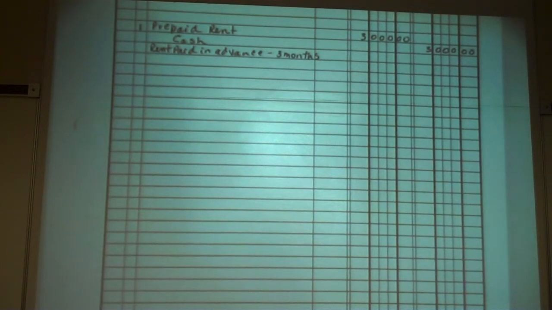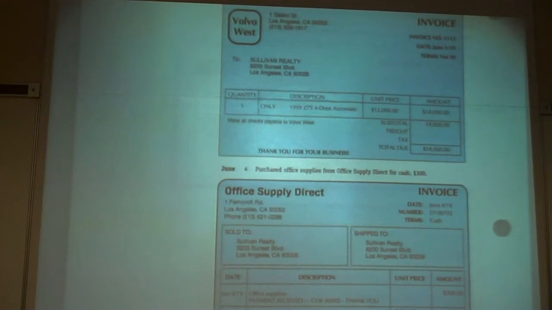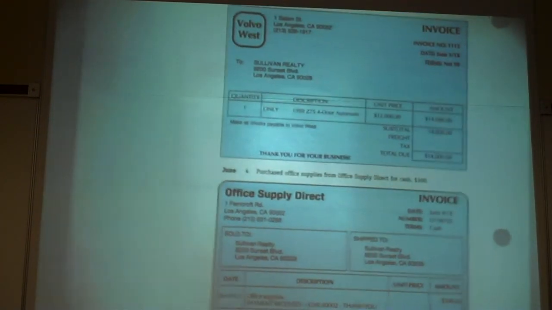Let's look at the third transaction. Oh, it's still on June the 1st. Bought an automobile on account, $14,000. What accounts are used? Automobile and accounts payable. Now, if we didn't know that it was automobile, you'd have to look back at the chart of accounts. It could be vehicle, it could be car. Remember on the test, I think I used the word auto.